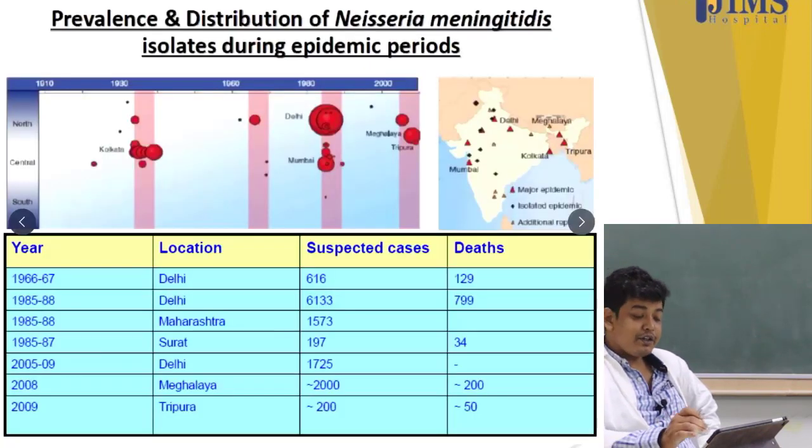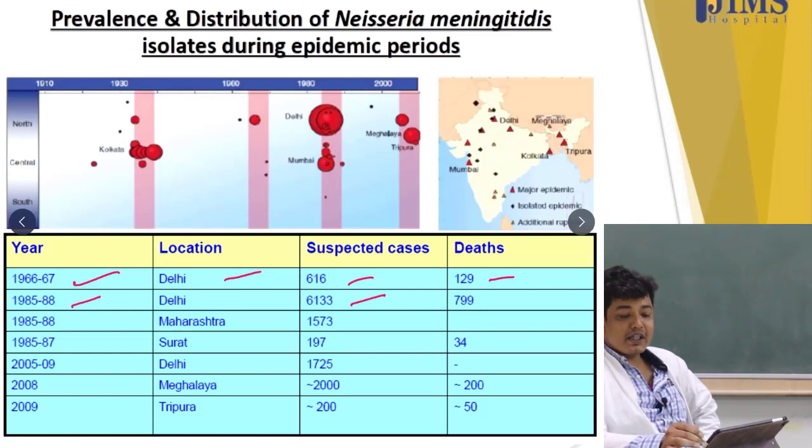Now, this is the data of India. You can see in 1966-67, Delhi had an outbreak. 616 cases, 129 deaths. Again in Delhi, 85-88, 6133 cases were found, out of which 799 died. Maharashtra, 85-88, 1573 cases. We don't have the data on deaths. 85-87, Surat, 197 cases, 34 deaths.